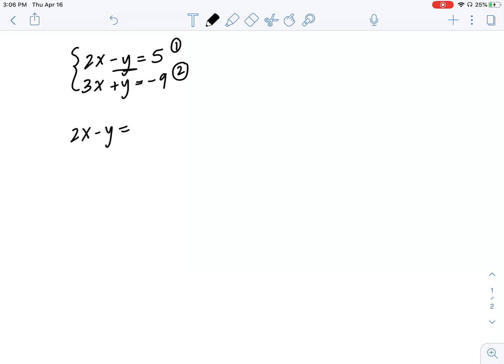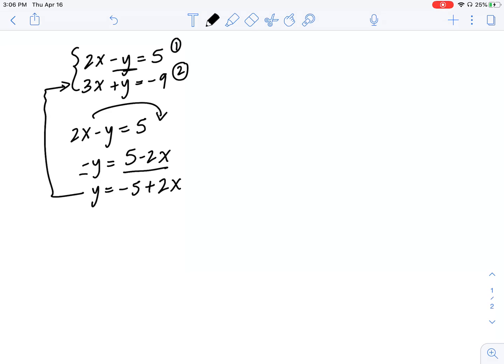2x minus y equals 5, so minus y equals 5 minus 2x, because I brought the 2x over. And y equals, dividing both sides by -1, minus 5 plus 2x. Now that we have that, let's plug that back into equation 2.